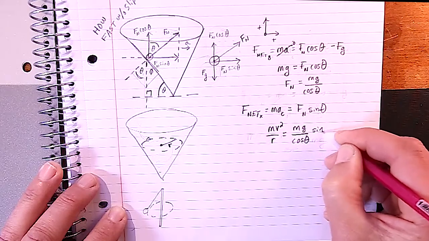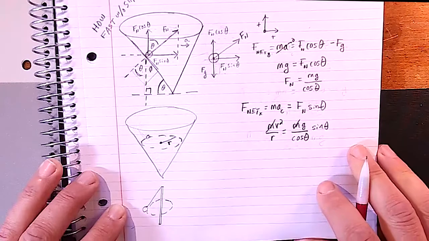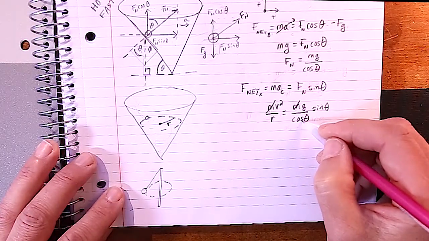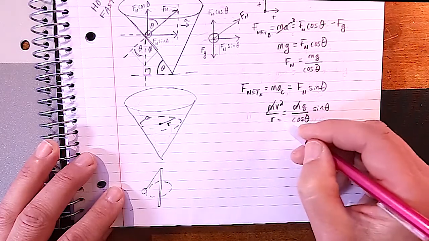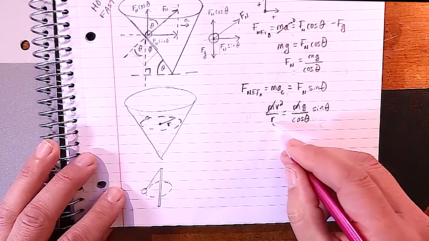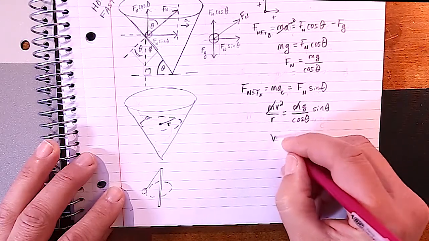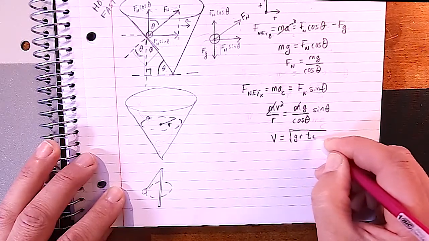Multiplying that by sine theta, we have m on both sides, so these cancel. And we know that sine theta divided by cosine theta is tan theta. So on this side we have g tan theta, and on this side we have v squared over r. We can bring this r over with the g, and we have r g tan theta. Taking the square root of both sides, we have v equals the square root of g r tan theta.